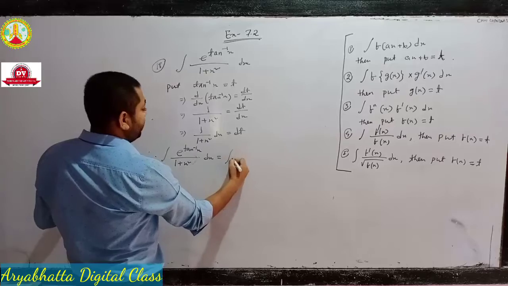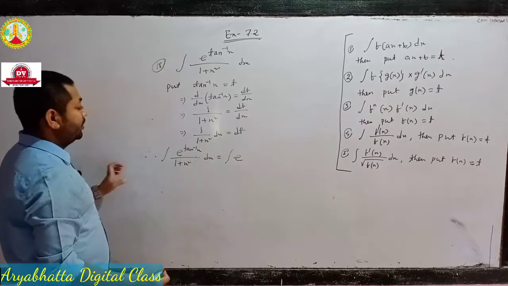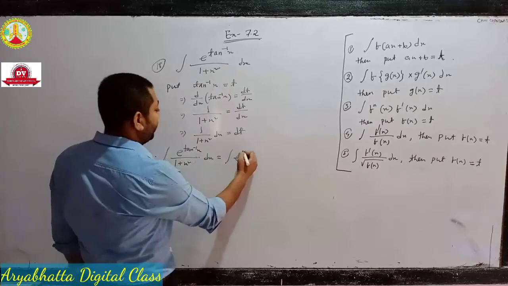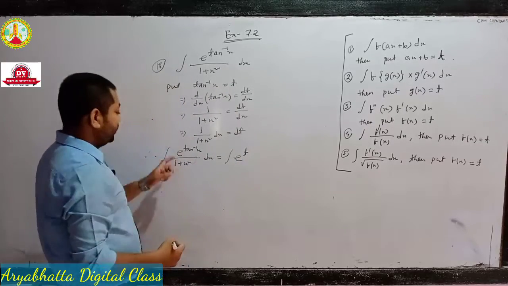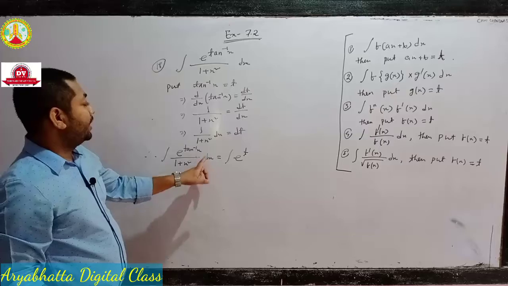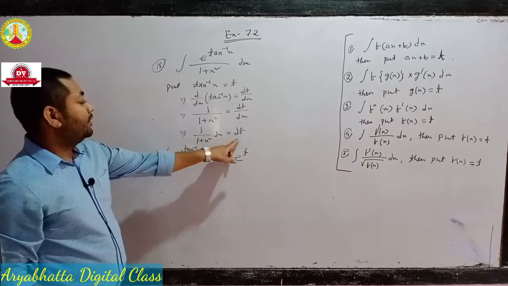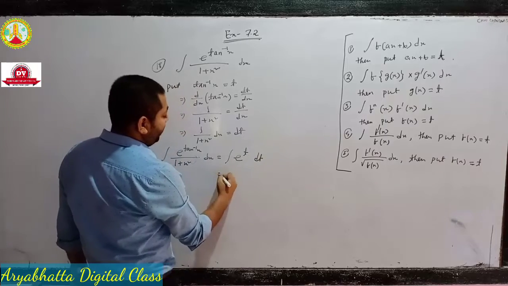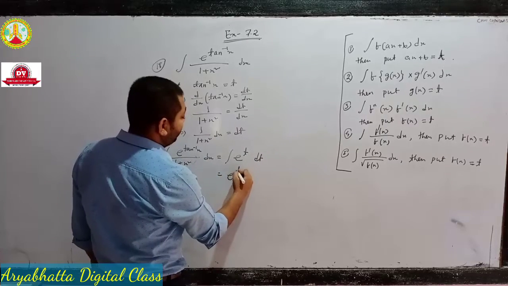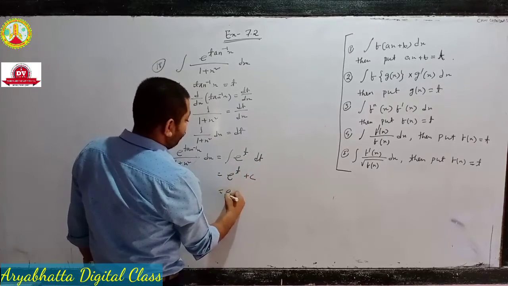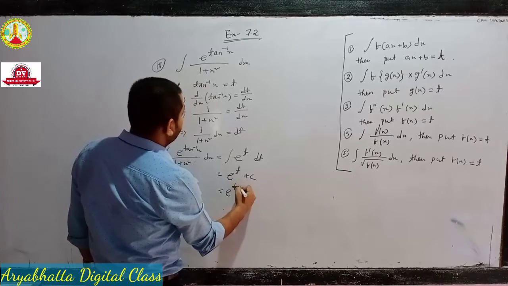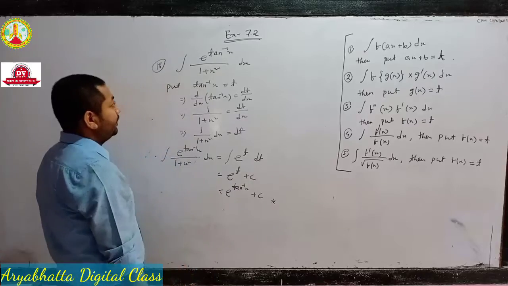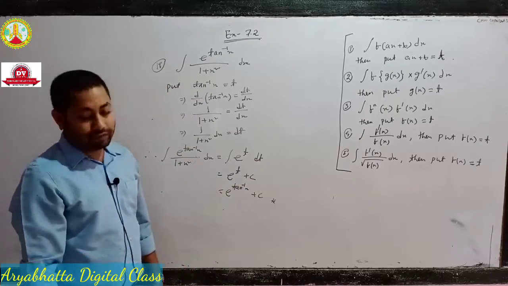Therefore, integration of e to the power tan inverse x divided by 1 plus x square dx equals integration of e to the power tan inverse x, here tan inverse x is your t, therefore you can write e to the power t. Next, 1 by 1 plus x square dx is equal to dt. We know that integration of e to the power t is equal to e to the power t plus c, here t is equal to tan inverse x, therefore the required answer is e to the power tan inverse x plus c.